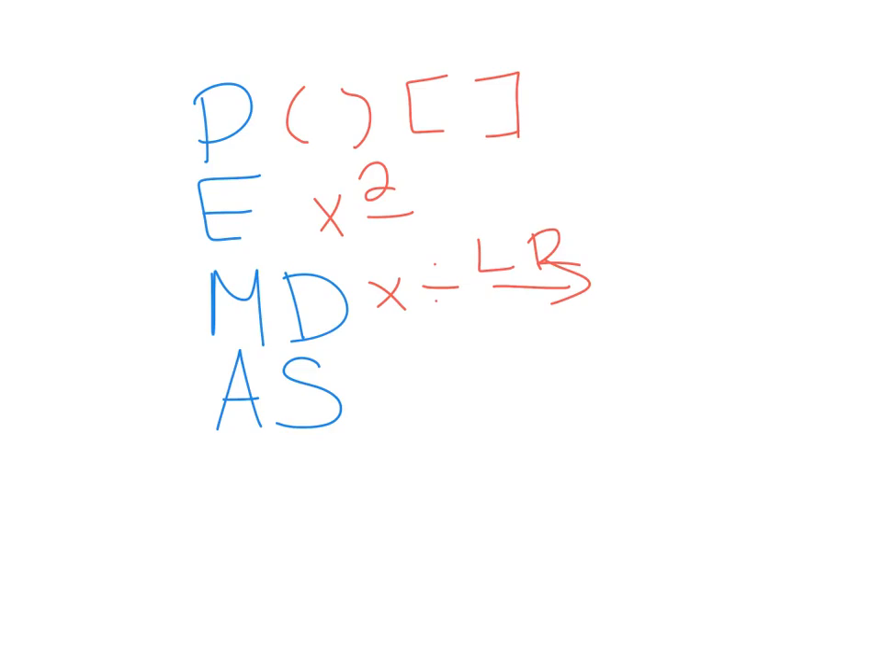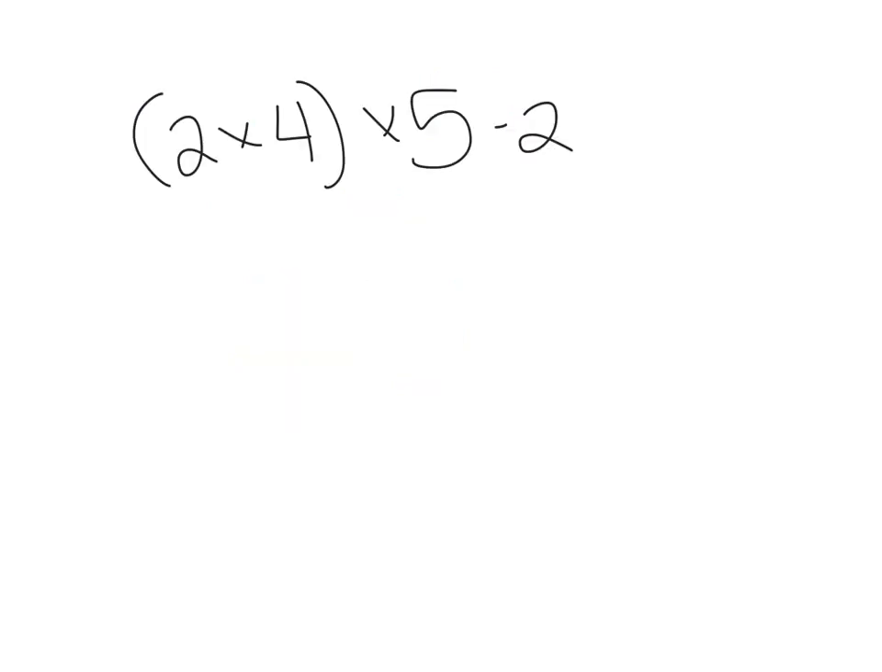So we're going to start with our parentheses or our brackets. We're going to then do our exponents, and then we're going to multiply and divide. And remember, we're going to do that left to right. So even if division comes first, you're going to do it left to right like you're reading. Then you're going to do adding and subtracting, same thing, left to right. So even if subtracting comes first, you're going to do it left to right. So let's go ahead and start the first one.